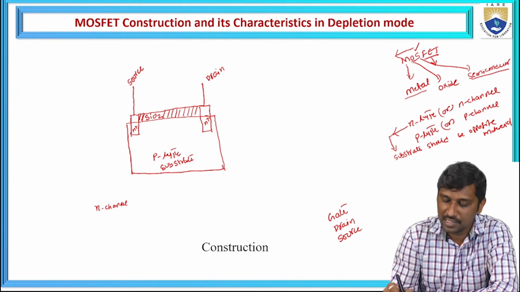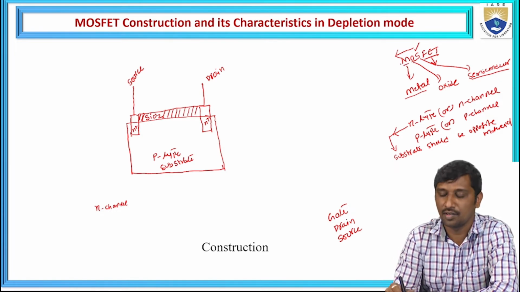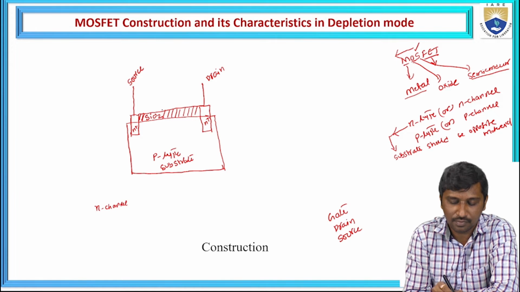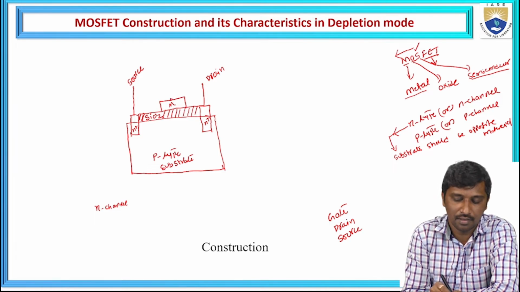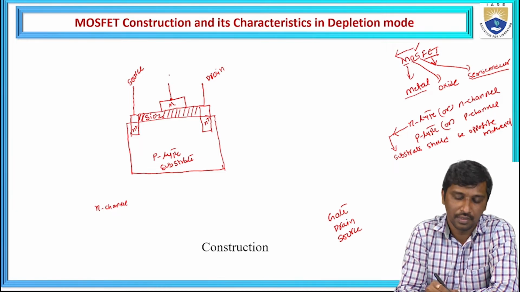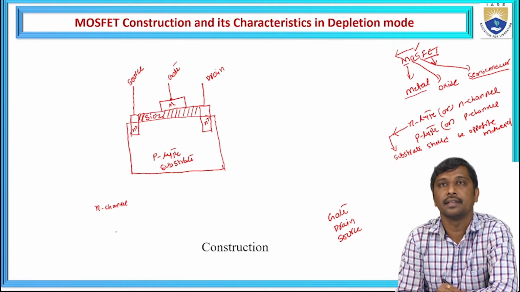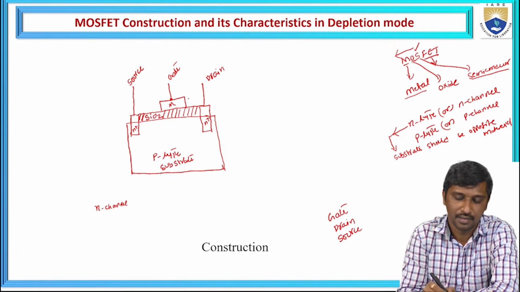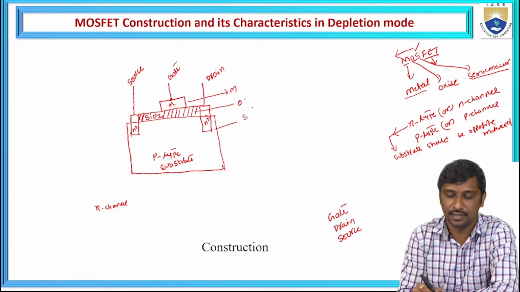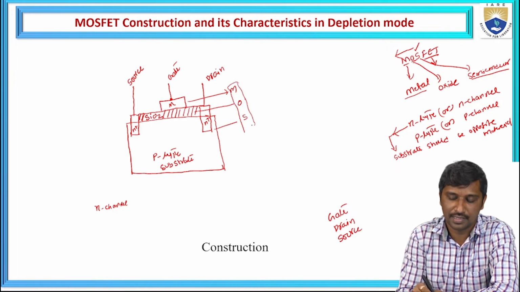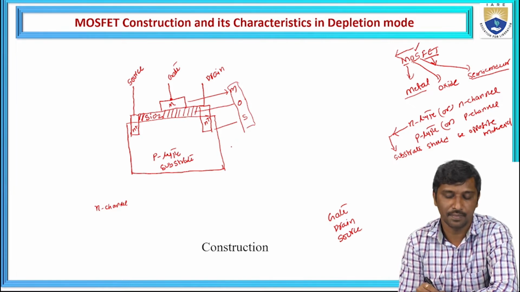Then the last one, the top one, is a metal. So hence we are going to place a metal, and this is a metal conducting material. For this metal, we place one electrode. That electrode is represented as gate. So this is M, metal, oxide, and this is semiconductor. Hence, this type of construction is called a MOSFET.